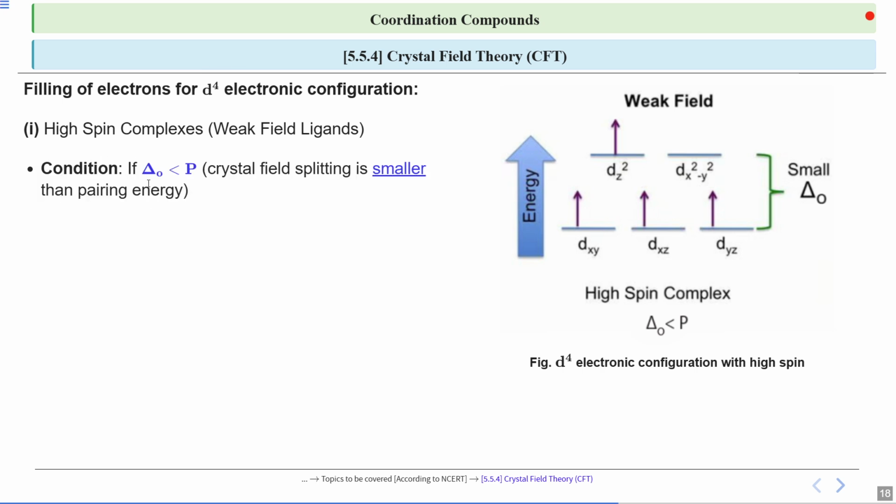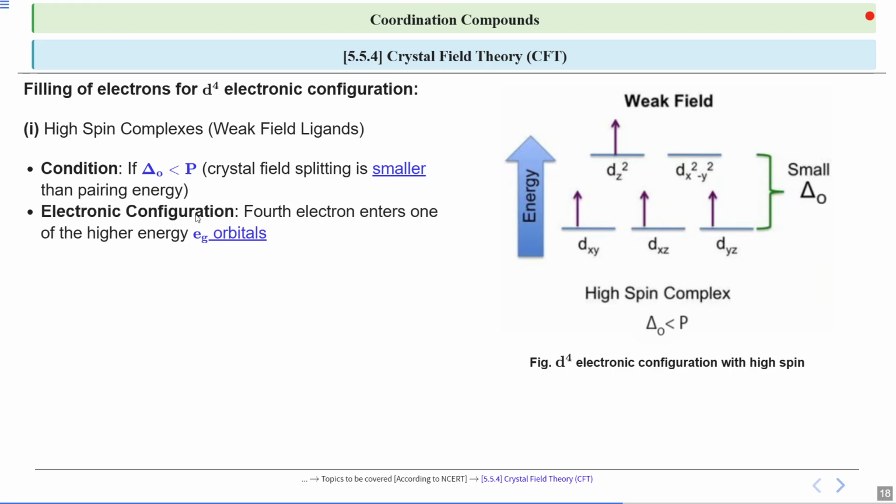What are the conditions for getting a high spin complex? First is the presence of weak field ligands. Second is that the CFSE, delta naught, is lesser than the pairing energy, that means the crystal field splitting energy is smaller than the pairing energy. This is the condition. If this is the case, then the electronic configuration will be such that the fourth electron enters one of the higher energy eg orbitals.